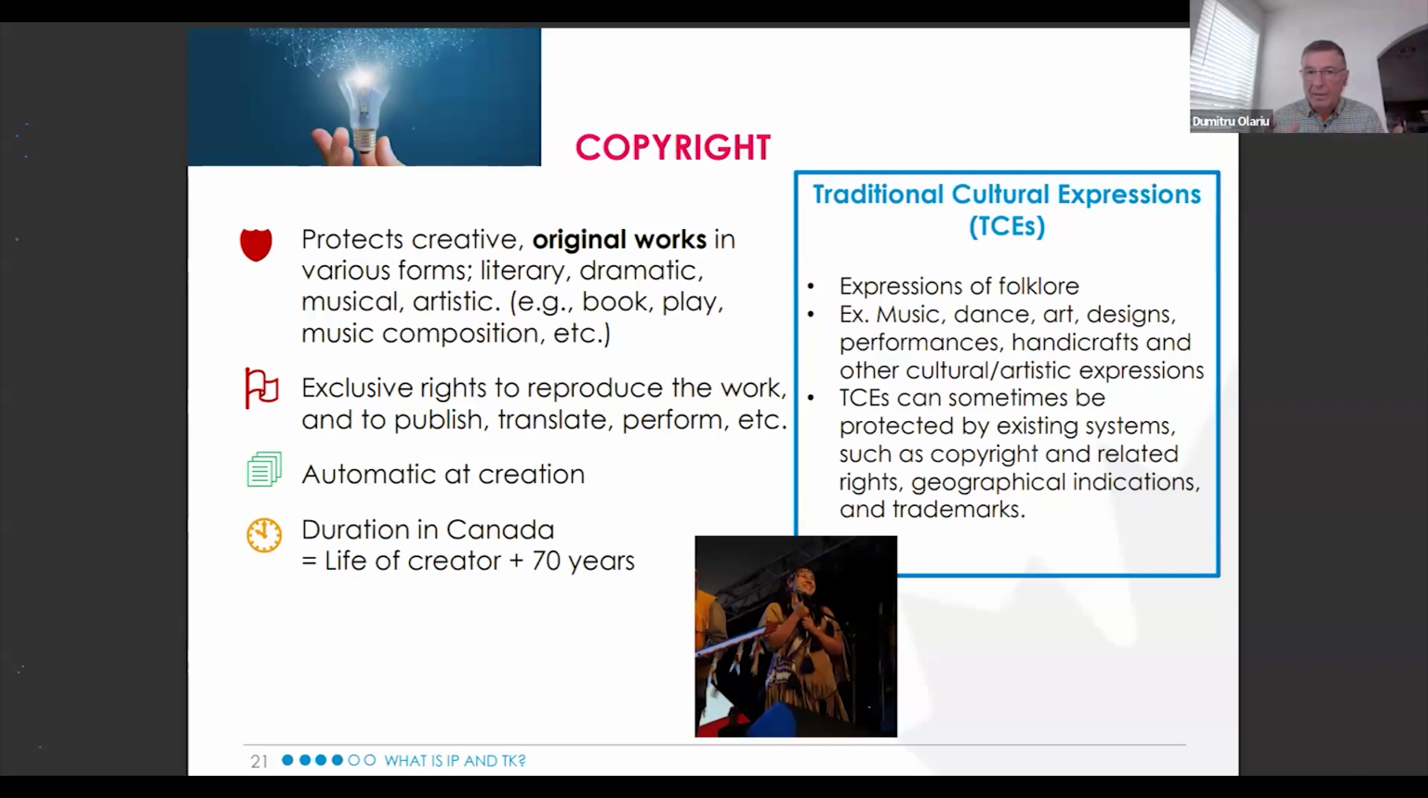And it's quite an extensive right in the sense that it also protects how the work is reproduced, published, translated, performed. It arises automatically upon creation. Registration is advisable, and you register with the Canadian Intellectual Property Office in Canada. It's a form of protection that, as I mentioned, might be considered international because Canada signed many international conventions on copyright. The duration in Canada is the life of the creator plus 70 years. Next slide, please.